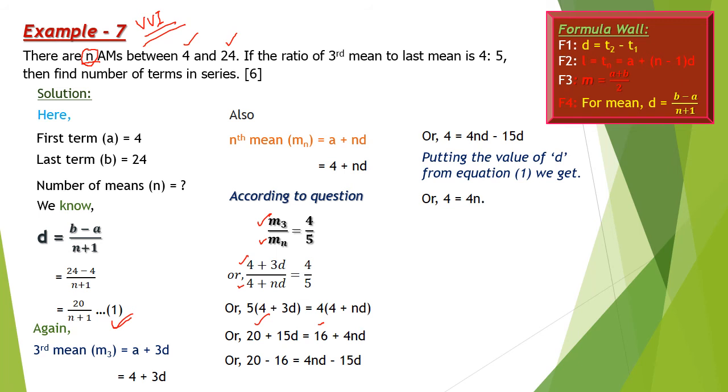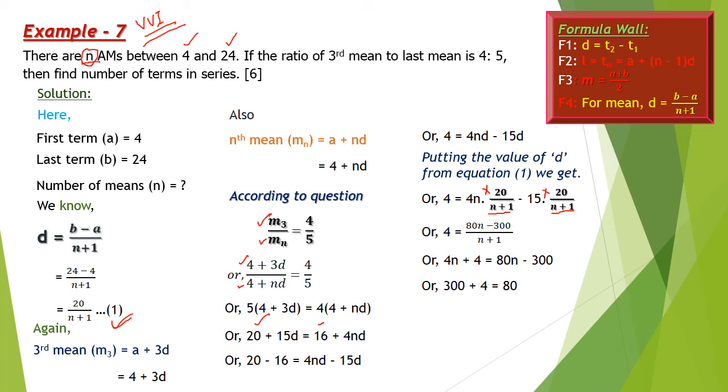4 equals 4n times the value of D, that is 20 by n plus 1, minus 15 times the value of D, that is 20 by n plus 1. Now as the denominator is the same, n plus 1, our LCM will be n plus 1. So 4 equals 80n, the multiplication of 4n and 20 is 80n, and 15 and 20 is 300, over n plus 1. Now let's cross multiply: 4n plus 4 equals 80n minus 300.